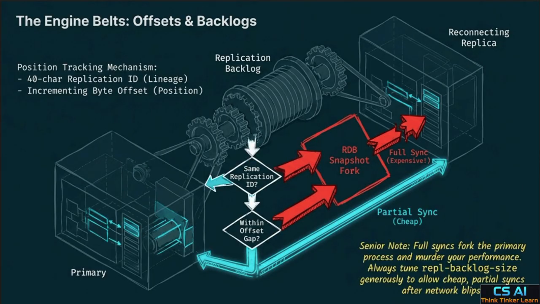How does replication stay in sync? We use the engine bells, offset, and backlogs. We track lineage with a 40-character replication ID and position with a byte offset. If a replica reconnects and has the same ID and a small offset gap, we can perform a cheap partial sync. If the gap is too large, we fall back to full sync, which forks the primary process and can destroy your performance. Always tune your backlog size generously.